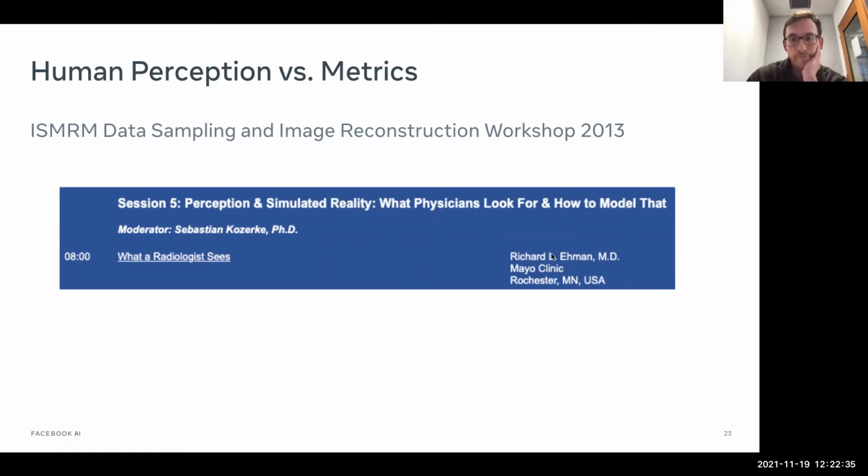So I remember this presentation because this is what kind of opened my eyes to human perception. It was by Richard Amann, about a half hour, and the title was What a Radiologist Sees. At this time, the big topic was compressed sensing. He was showing lots of compressed sensing examples and basically saying you have to take into account the human visual system when you present an image, because we process things in lots of weird ways.